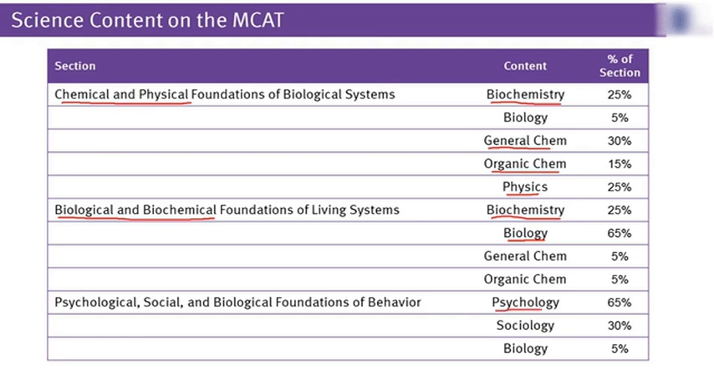Then you'll see the psychology and sociology on what's called the Psychological, Social, and Biological Foundation section, or Psych-Soc, or sometimes Behavioral Sciences section. Note that you will see more psychology than sociology, 65% to 30%. Gen Chem, OChem, and Physics are on Chem Phys, biology on Biochem, biochemistry on both of those sections, and then psychology and sociology on the behavioral sciences section. There are some smaller numbers here and there, but that's the basic framing of the science content for the exam.